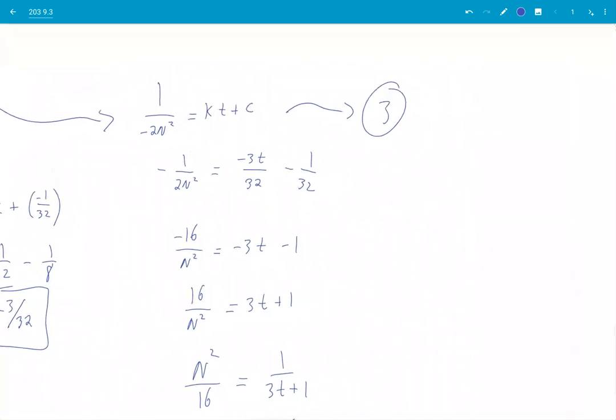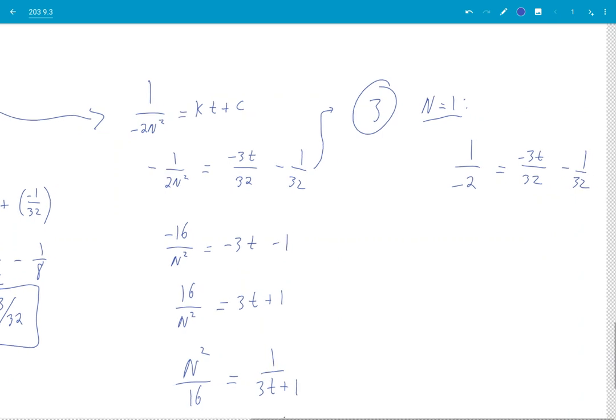So what did I say? When n is 1. So I get 1 over negative 2 is equal to negative 3t over 32 minus 1 over 32. My apologies. I guess I'm using this equation instead, right? I'm going to solve for t.